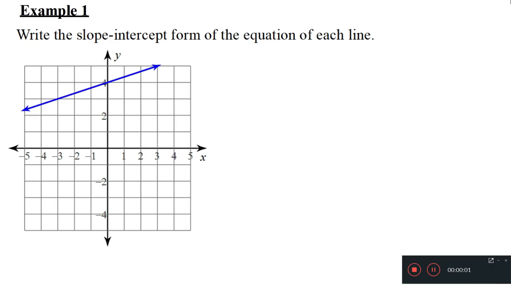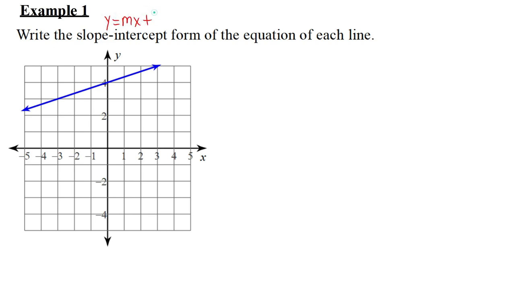In example 1, we're asked to write the slope-intercept form of the equation of this line. And then we're given a line that's located there in the coordinate plane. So the first thing we need to do when asked to write an equation in slope-intercept form is we need to know that slope-intercept form is where we have y equals mx plus b.